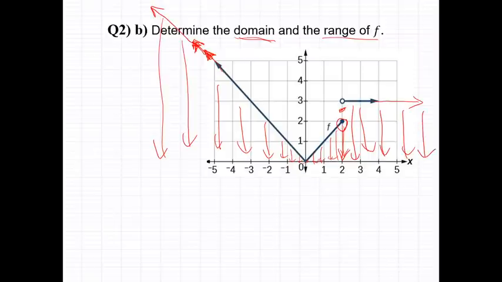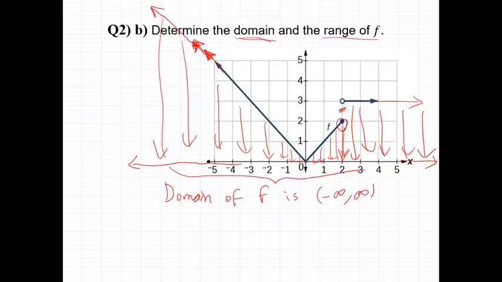So as you see, the domain of f is minus infinity to infinity, because here we have this projection. We projected and we get the whole real line. So the whole real line is this one here, minus infinity to infinity, if you want to show.